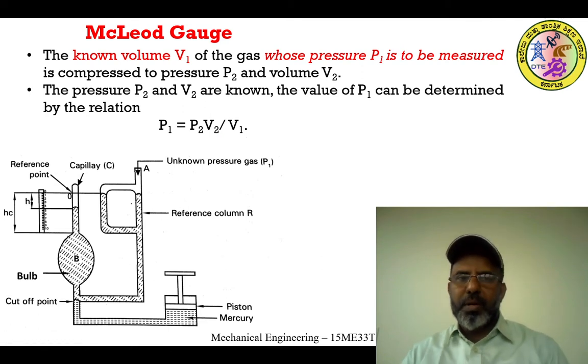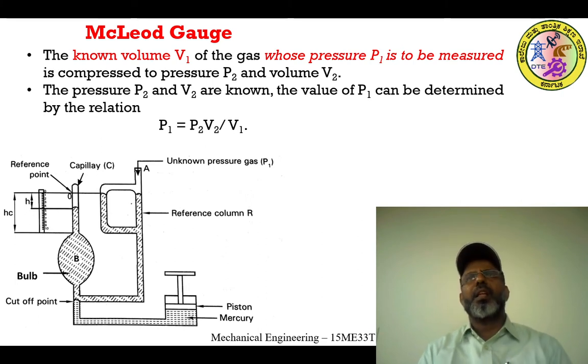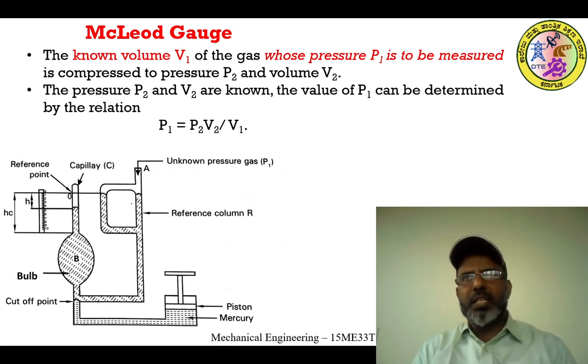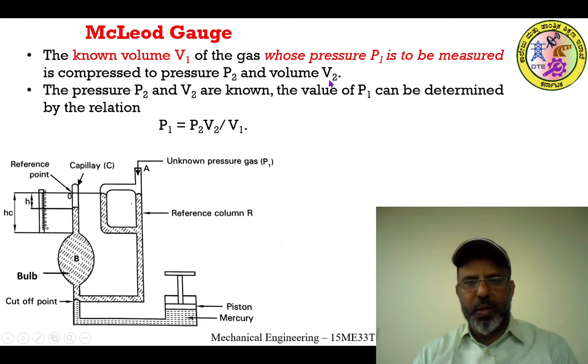You should remember, in Macleod gauge, a known volume of a gas is taken, whose pressure P1 is to be measured. It will be compressed to a known pressure P2 and V2. As P2 and V2 are known, the initial pressure P1 can be determined by the relation P1 equals P2 V2 divided by V1.